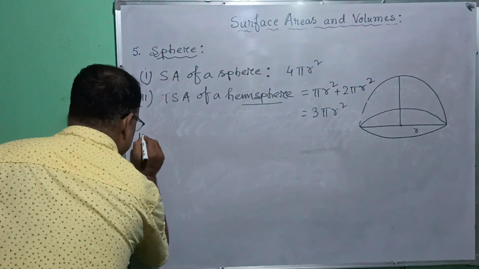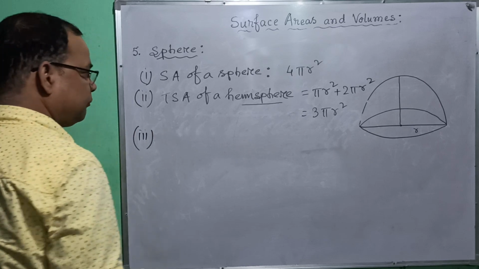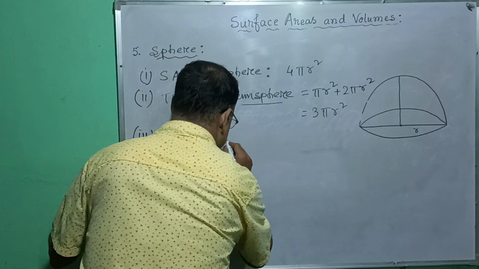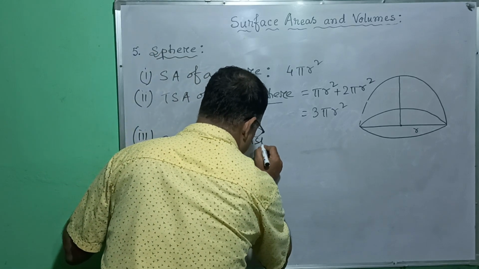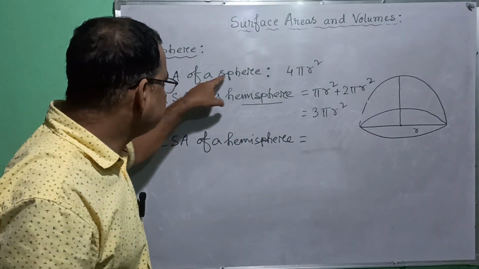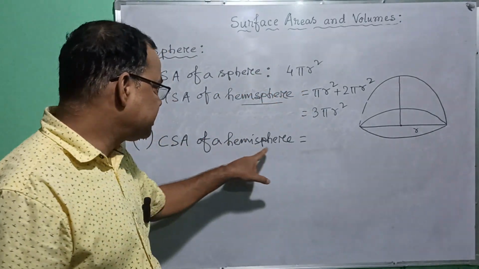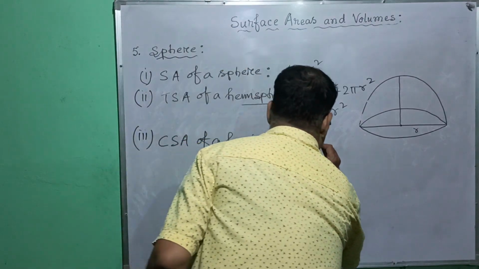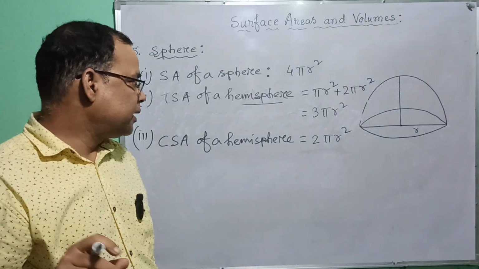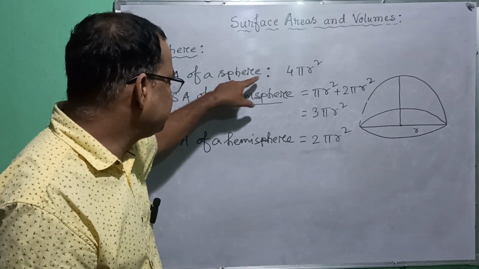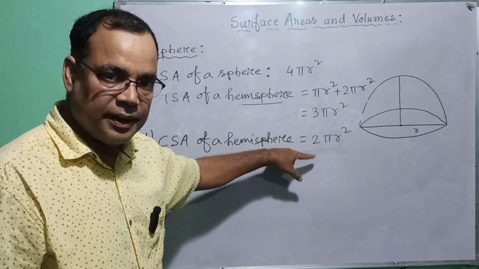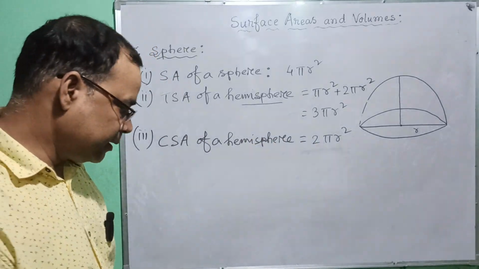Now number 3, we will write CSA of a hemisphere. Easily we can say the surface area of a sphere is 4 pi r square, so the CSA of a hemisphere is equal to 2 pi r square. I think you will get it, it is easy, because you can see the surface area here 4 pi r square, here 3 pi r square, here 2 pi r square, meaning 1 pi r square less each time. I have written in this order so that you can remember.